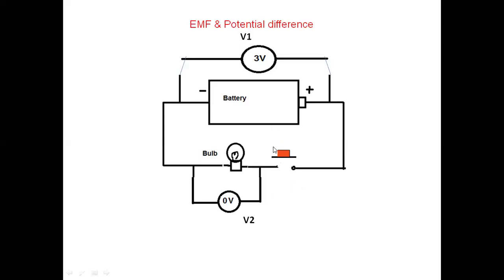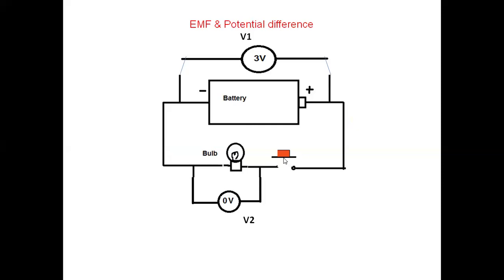So what happens when we close the switch? The current starts flowing and the bulb lights up, and V2 now shows the potential difference across the bulb. This is the 3 volt. Why are the entire 3 volts across the bulb? Because there is no other component connected in the circuit. The only component which has some resistance is the bulb.